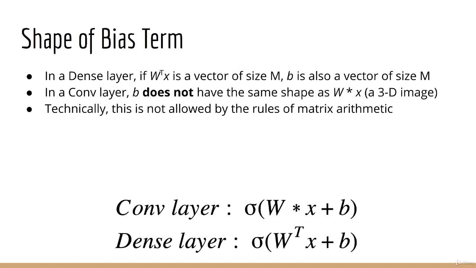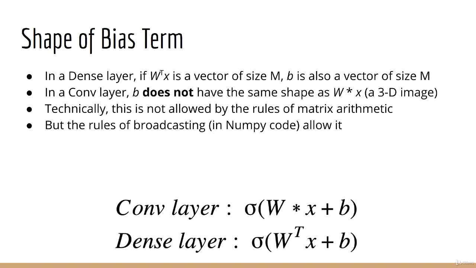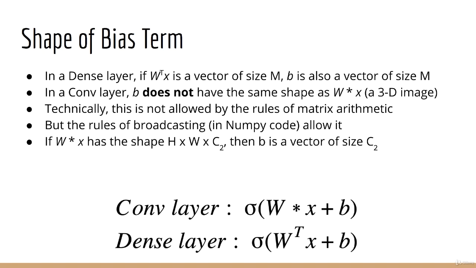Now you might think, isn't this equation invalid if b does not have the same shape as w convolved with x? Technically, this shouldn't be allowed by the rules of matrix arithmetic. If we want to add two matrices together, they should have the same shape. Technically, this is true, but this is conceptual only, and this will actually work in code due to the rules of broadcasting. So the bias vector b is only one-dimensional, and it has the size c2 if w convolved with x has the shape h by w by c2. In other words, the same bias term applies to every pixel for each feature map.